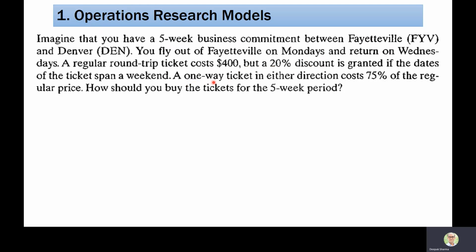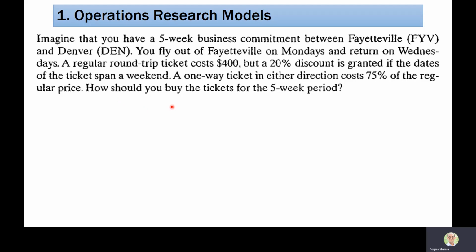In case we have to buy just a one-way ticket, then we have to pay 75% of the regular price, meaning 75% of 400. How should you buy the ticket for the 5-week period? Now, as we have understood this particular problem statement, what we can see here is there are multiple alternative ways we can buy a ticket for this particular trip.